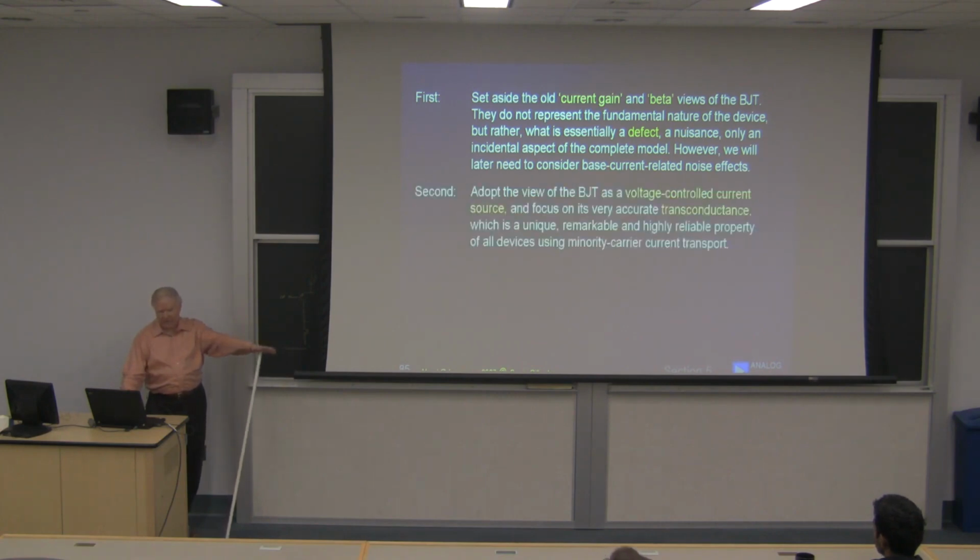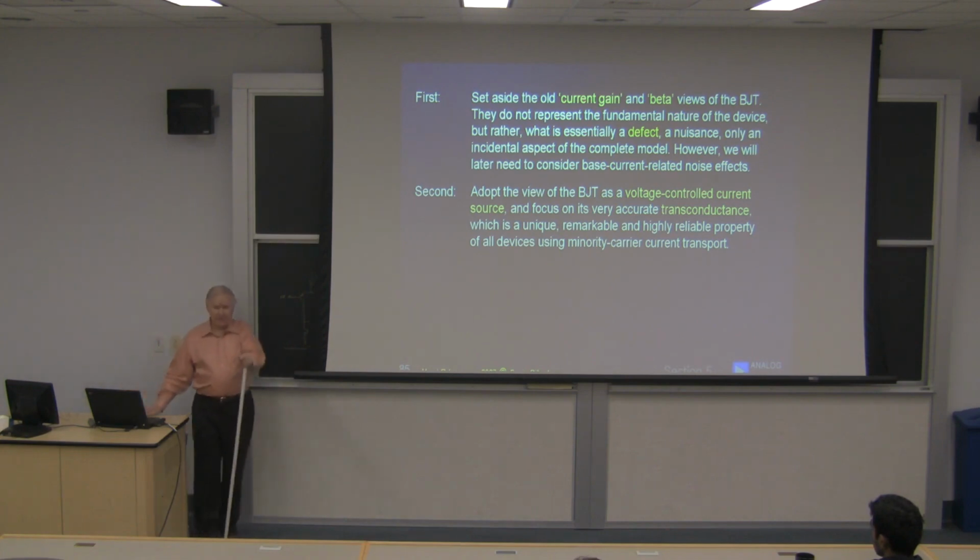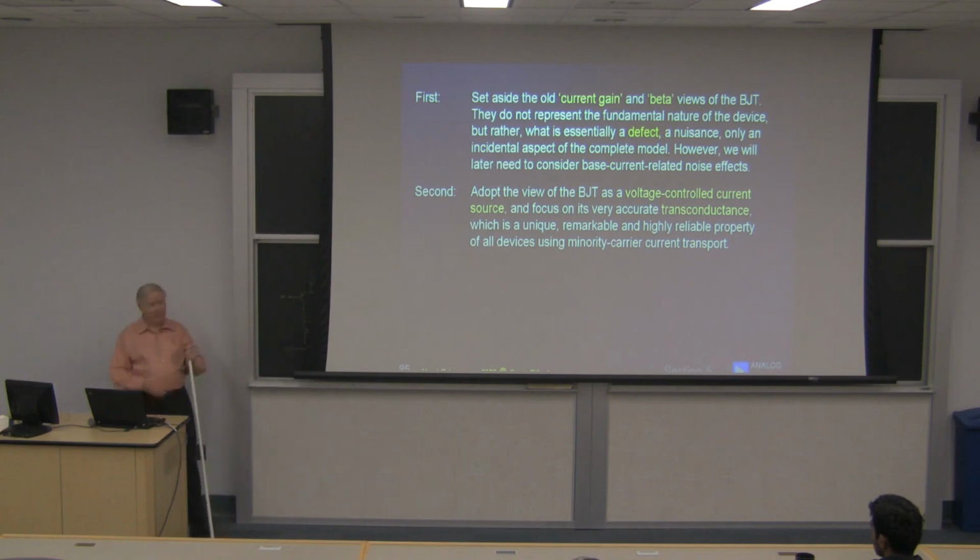Adopt the view of the BJT as a voltage-controlled current source, just like you would in MOS. In other words, ignore that pesky base current for the moment, because the gate current of an MOS transistor is not zero.